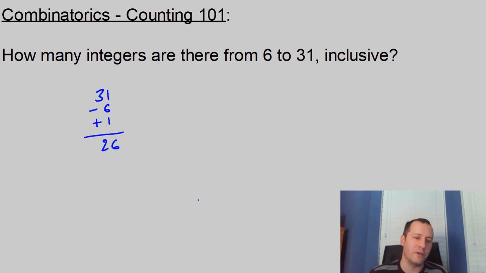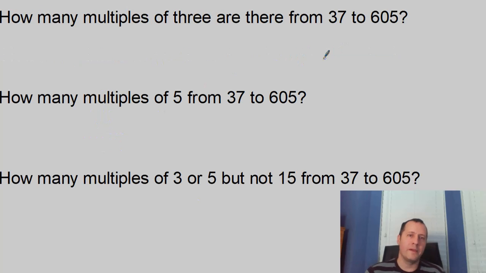All right, let's get a little trickier here. What if you want to know how many multiples of 3 there are from 37 to 605? And I don't know why I spelled this 3, but everything else I wrote the number. But oh well. And then how many multiples of 5 in that same range, 37 to 605? And then how many multiples of 3 or 5, but not 15, which is of course 3 times 5, from 37 to 605. So another way to say that, how many multiples of 3 or 5, but not both, right? Like an exclusive or. All right, I'm going to give you a chance here to pause and try these if you'd like.